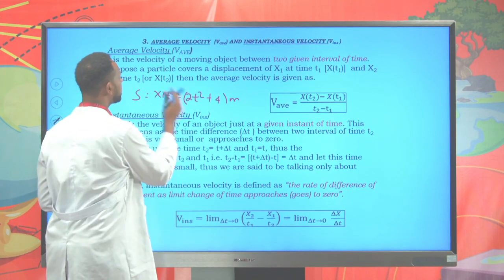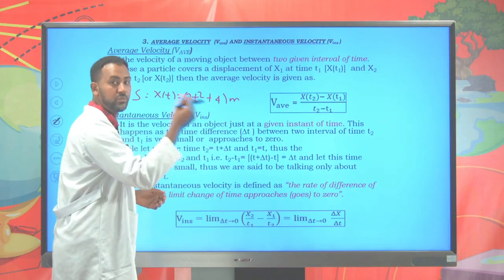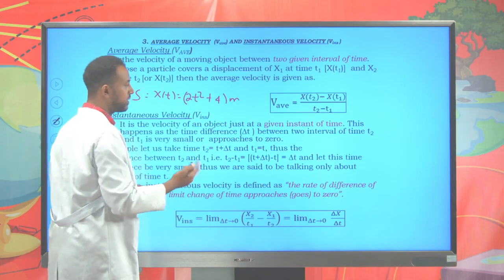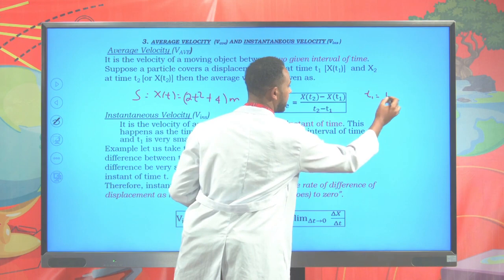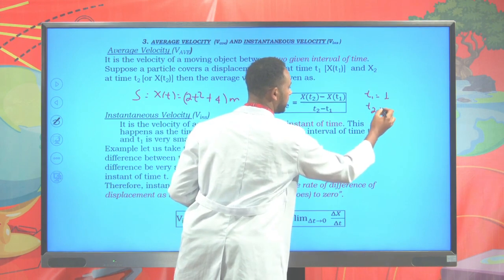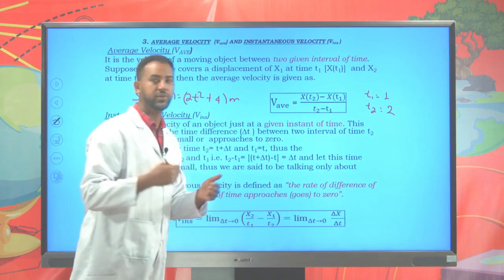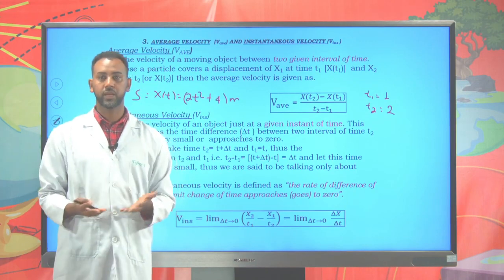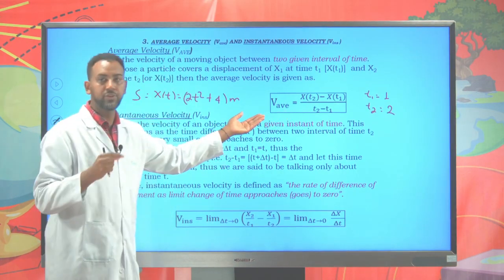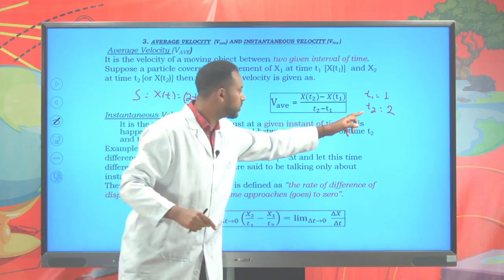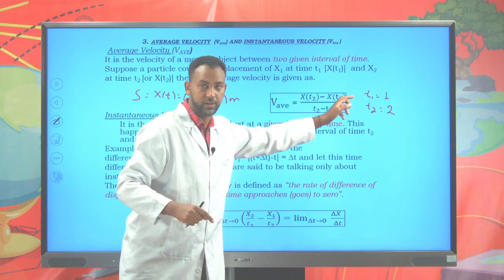In this case, if you are asked to find the average velocity between two time intervals, let's say between time t1 is 1 second and time t2 be 2 seconds, what is the average velocity between the two seconds? That might be the question. To find the average velocity, you have to find the displacement at the two different time intervals.